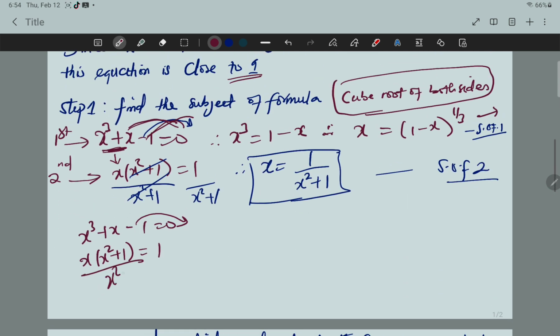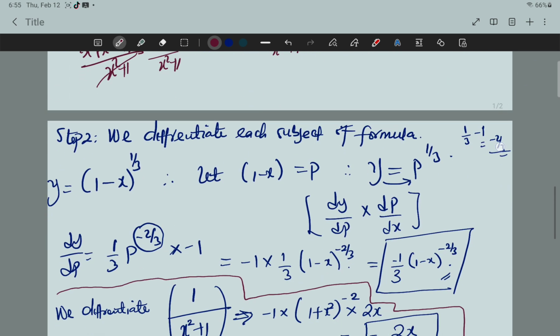So from here, you can divide both sides by x squared plus 1. So your x now will be 1 over x squared plus 1. This is another subject of formula, subject of formula 2. Is that clear now? So all these that we just did here are step 1, where we try to find the subject of formula.